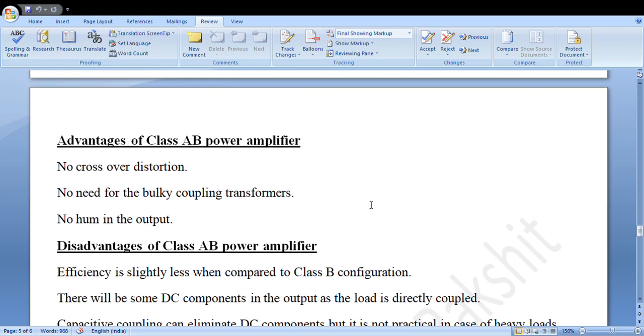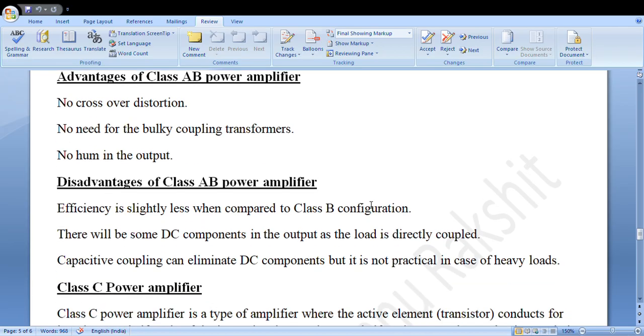Now let us talk about the advantages and disadvantages of the class AB amplifier. Obviously, there is no crossover distortion. Of course, you do not require the bulky coupling transformers. The third advantage is actually a byproduct of the second: as you are not using any coupling transformers, there is no humming noise in the output. Now what are the disadvantages?